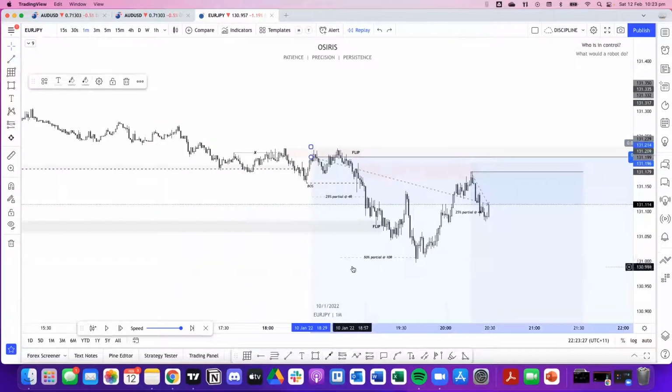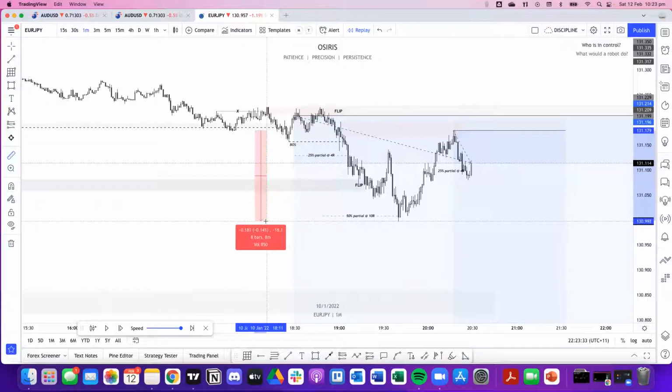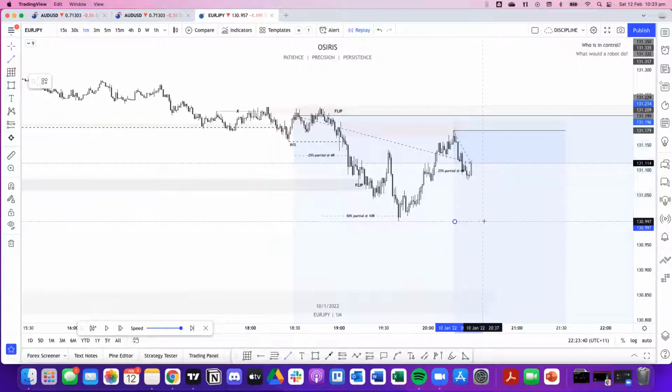And then to be honest, let's have a look at this zone here. 18 to 2, that's 9R. Yeah, definitely taking 50% partials if we come back down to here.